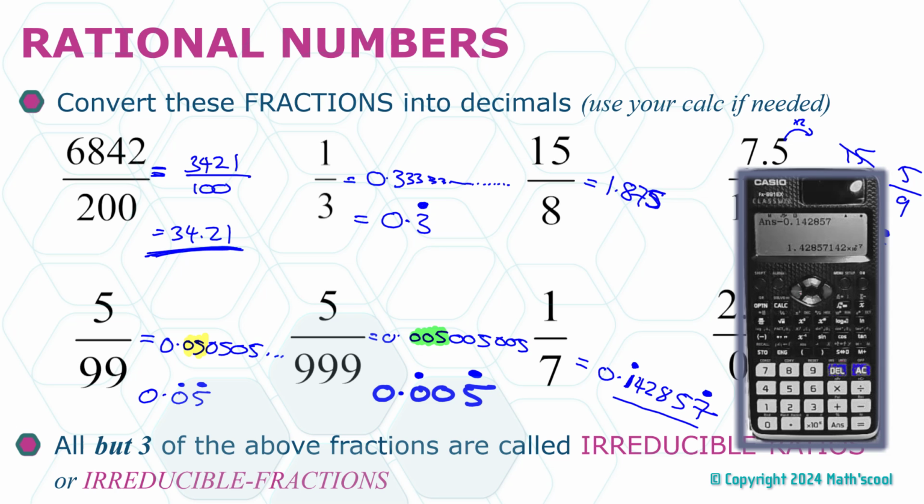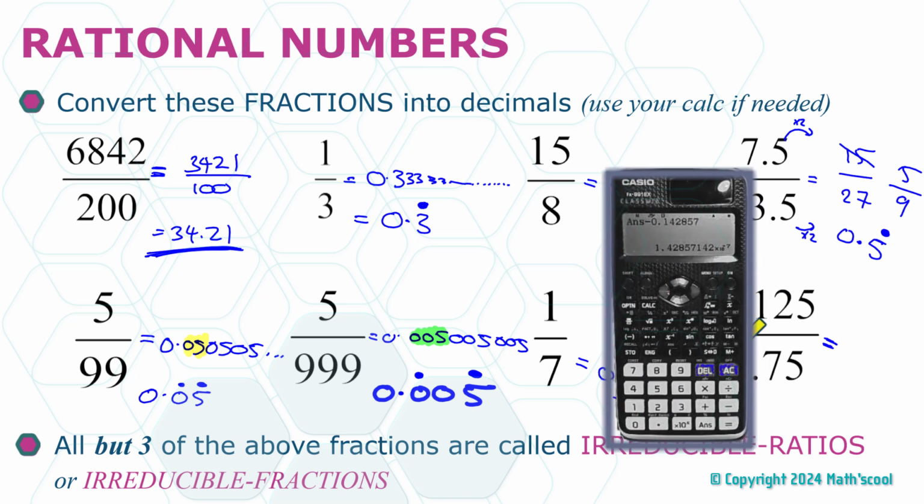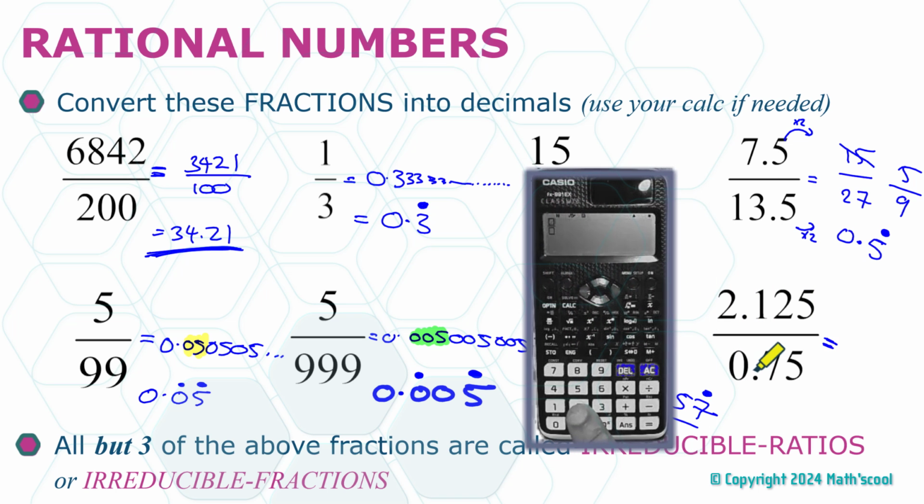It's being mean. Okay, and then this one again, I'm just going to sling that in the calculator, 2.125 over 0.75, because I'm not happy about that fraction being written that way. And it says, no, write it as 17 over 6, which is the correct way to write that fraction. And then let's decimal that, 2.83, and it's just the 3 that's recurring.